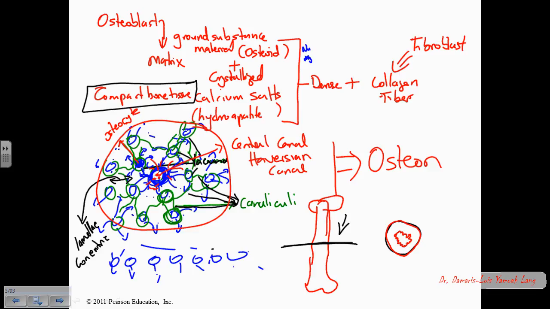Does that make sense? All right. So inside here, this is where you have what? The marrow. Okay. That's where you have the bone marrow. And the bone marrow can be red bone marrow, which would be important for blood cell synthesis, or yellow bone marrow, which is just fat.